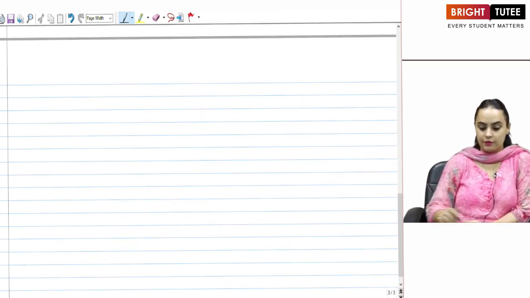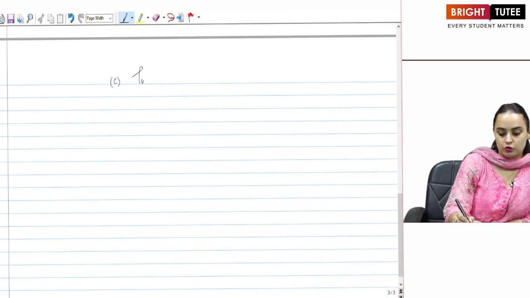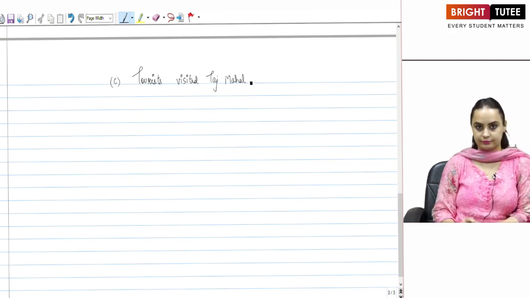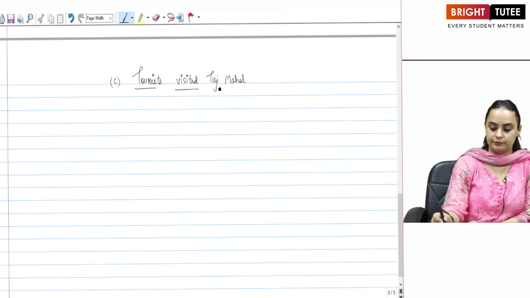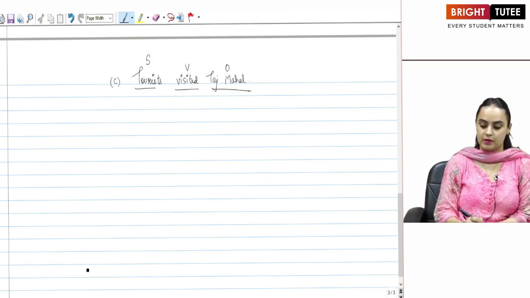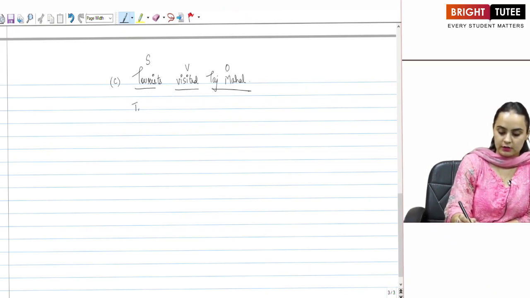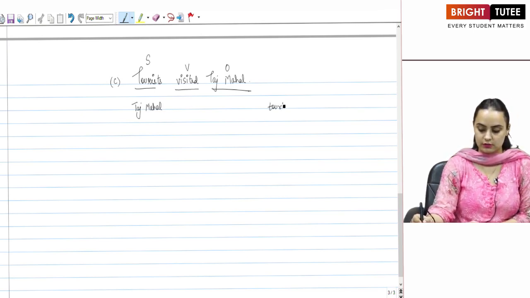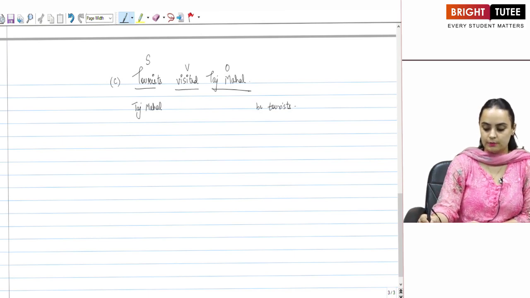If I give you another example, tourists visited Taj Mahal. Okay? So, subject, verb, object. Object becomes my subject, which is Taj Mahal. Subject becomes my object, which is tourists. And we add by before them.